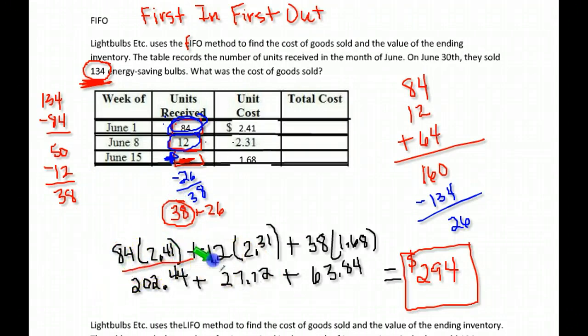Then you do the individual price of each set. We sold the 84 here at $2.41, the 12 here at $2.31, and then we sold 38 of these last ones at $1.68, and then you total it up.